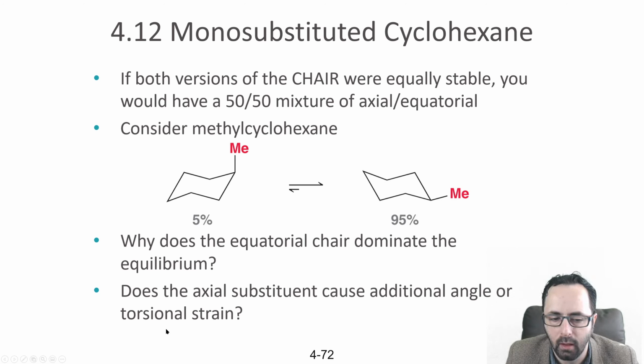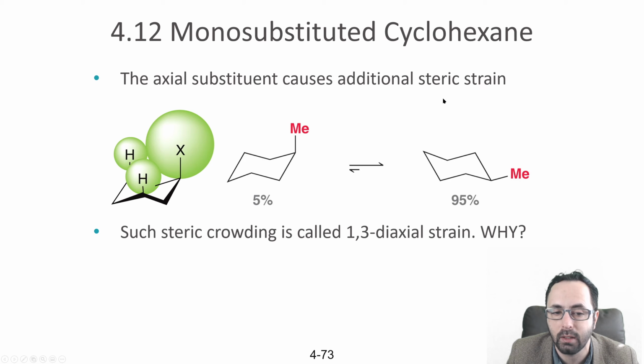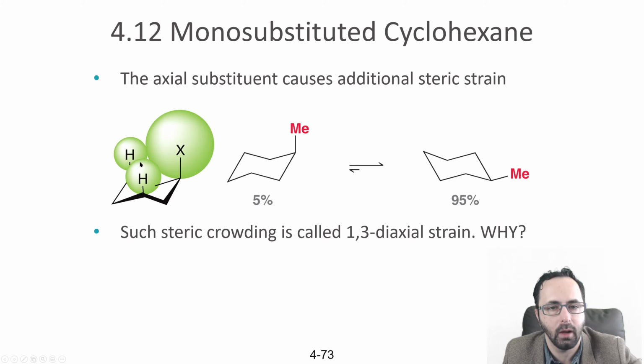So it causes a torsional strain, or it doesn't. Rather, it doesn't cause an angular or torsional strain. It causes a steric strain. So the steric strain is due to the crowding of the atoms. And so when the methyl is on the axial position, it's crowding with the other atoms, the other hydrogen atoms.